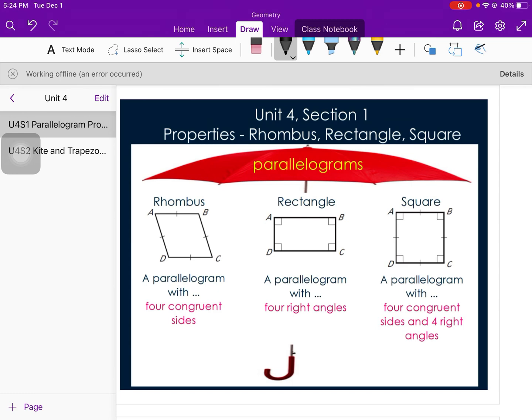A rectangle is a parallelogram with 4 right angles. This time it's the reverse. We don't know anything about the sides. Well, we do know some features. We know that opposite sides of a rectangle are congruent, but we don't have to have specific lengths. But their angles have to be 90 degrees. We know that's true for all rectangles. And then a square is even more specific because it's a combination of both ideas. It's a parallelogram that has 4 congruent sides and 4 right angles. We know that to be true for all squares.